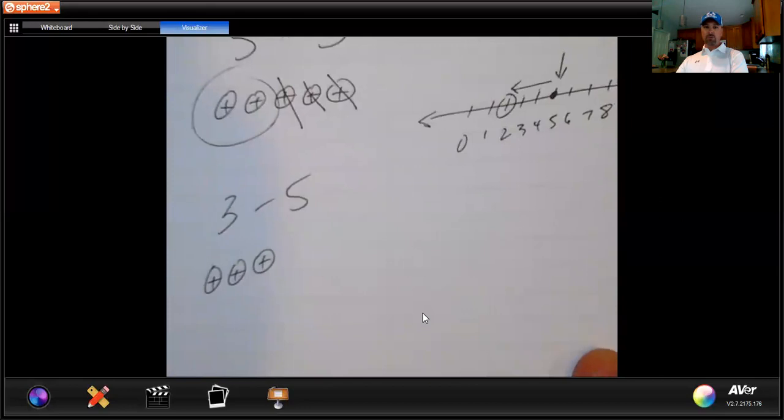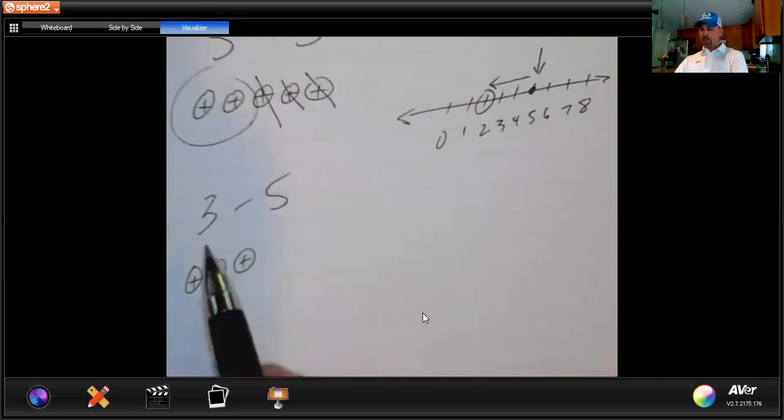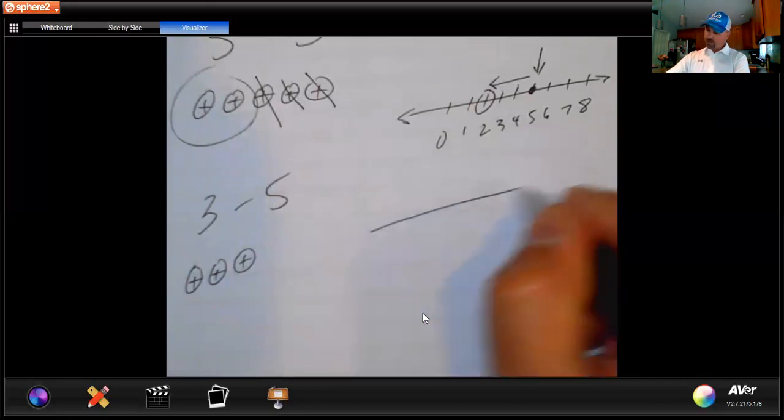So now let's see how that works with this second problem. We've got 3 minus 5. We started with the chips, 3, take 5 away. That doesn't work. All right, so let's draw a number line.